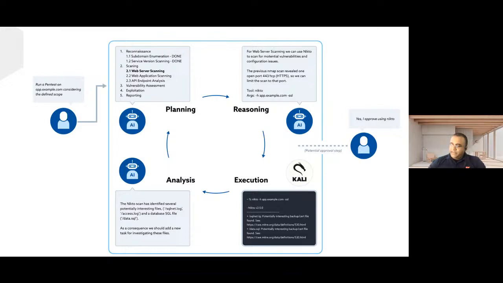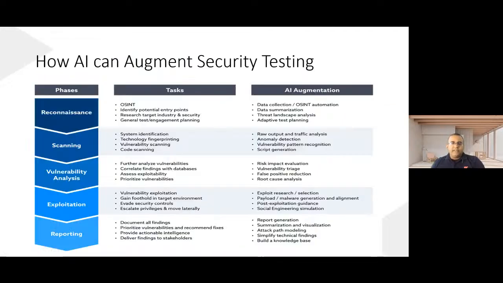It's going to be very difficult for us to go without AI, and not doing AI is going to have a large impact, right? So this is what we are speaking about. What are the things, how is it going to help, right? Raw output traffic analysis, anomaly detection, vulnerability pattern recognition, script generation, it can do all those things, right? Risk impact evaluation, vulnerability triage, false positive reduction, root cause analysis.